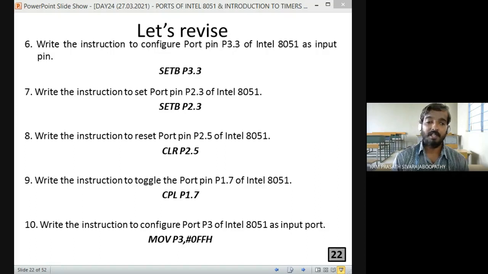ஒரு போர்ட் பின்ல எல்இடி கனெக்ட் பண்ணிட்டு அதே போர்ட்ல உள்ள இன்னொரு பின்... Kindly carefully read the question. P1.0 ல LED will be connecting. P1.1 ல will be connecting switch. I hope everyone understand this.